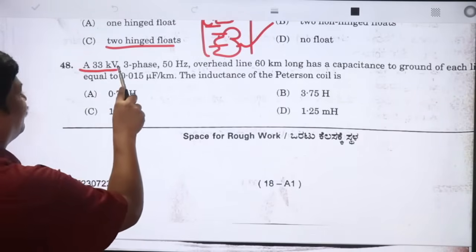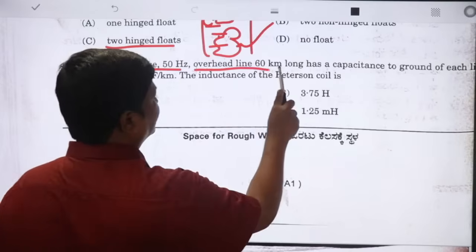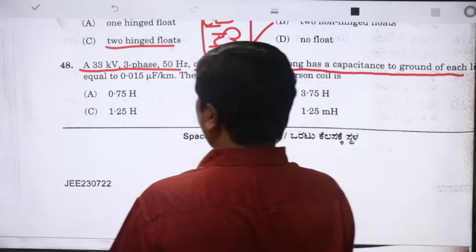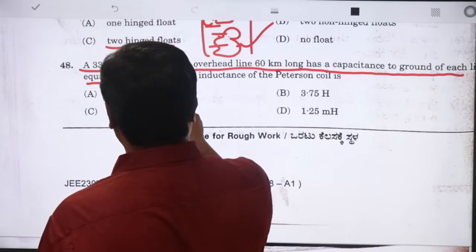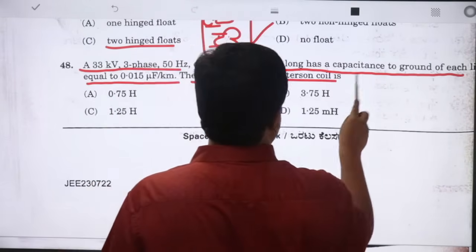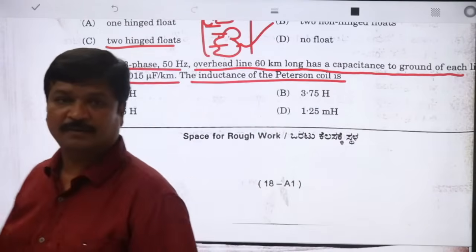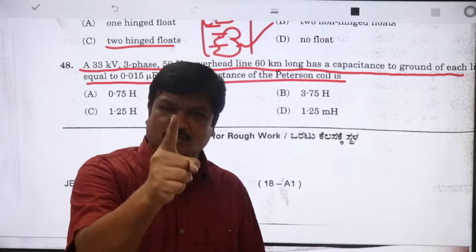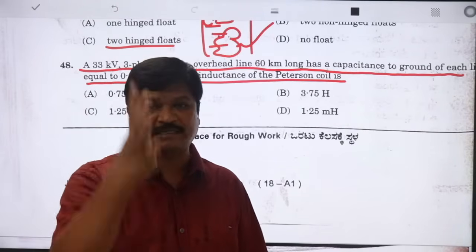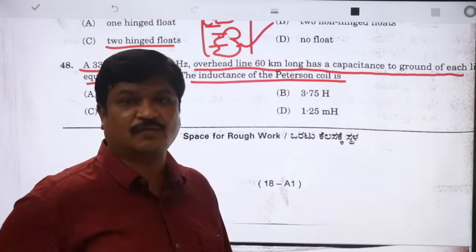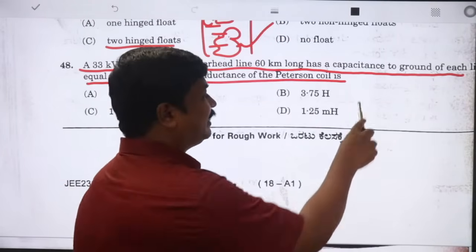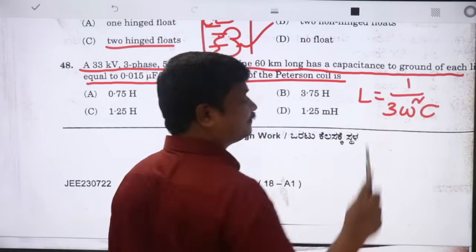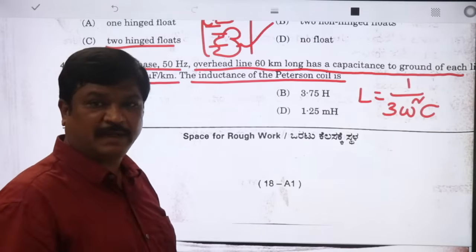Coming to the other question. A 33 kV 3-phase 50 Hz overhead line 60 kilometers long has a capacitance to ground of each equal to 0.15 microfarad. The inductance of the Peterson coil. What is this? It is a grounding. Only one important question will come from the grounding. Peterson's coil grounding. Even if you check notes, what I told you, inductance formula: L is equal to 1 by 3 omega square C.